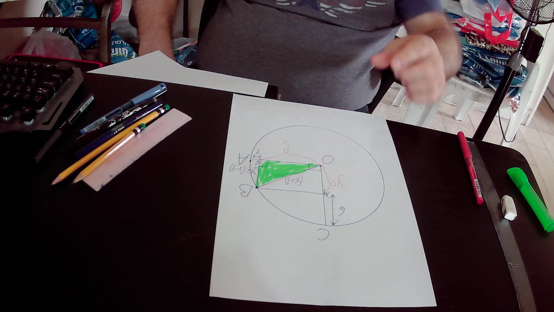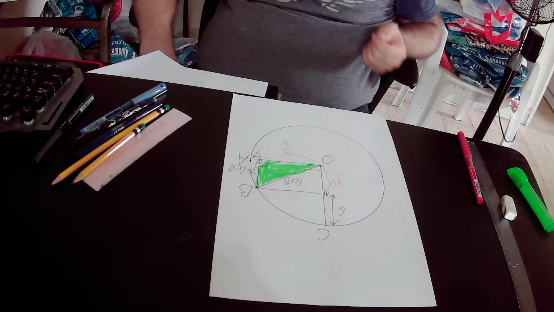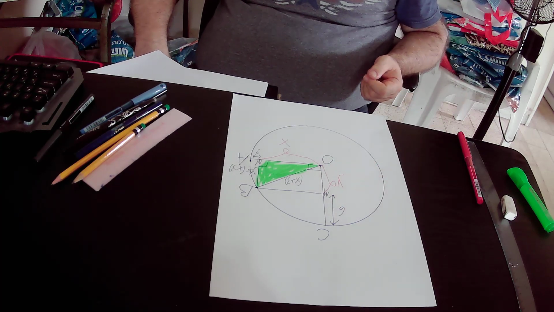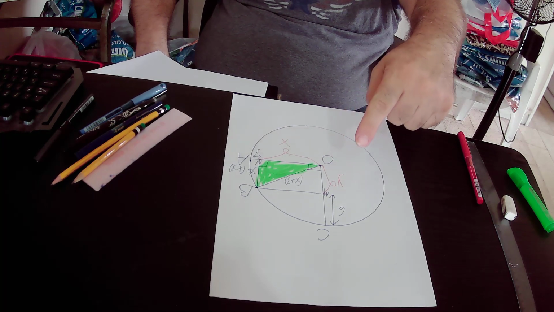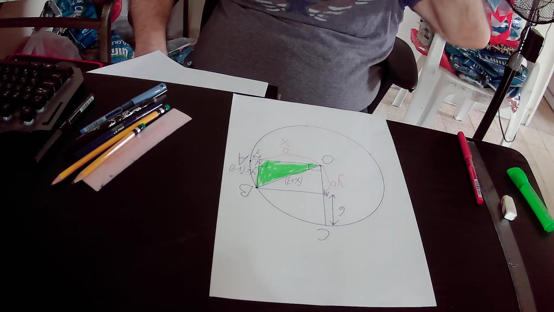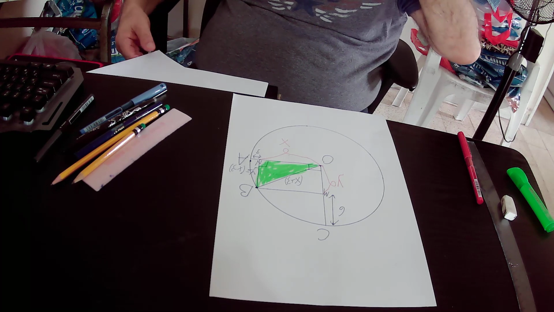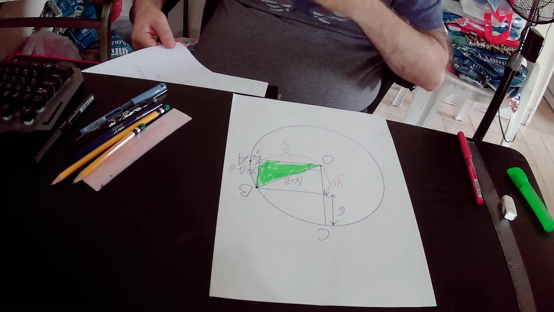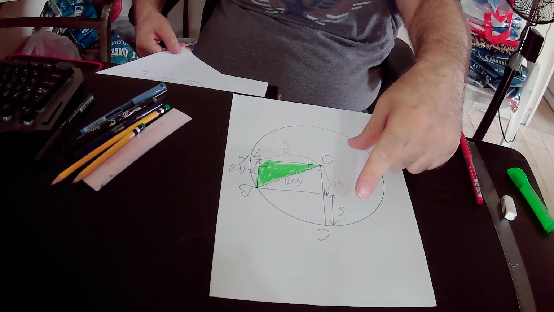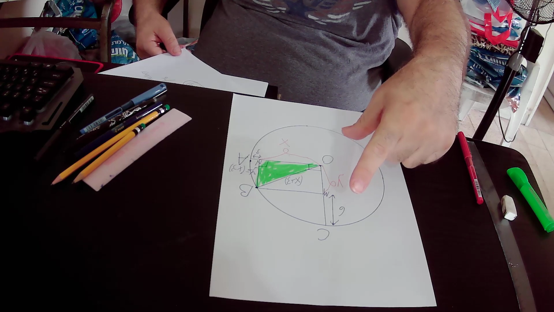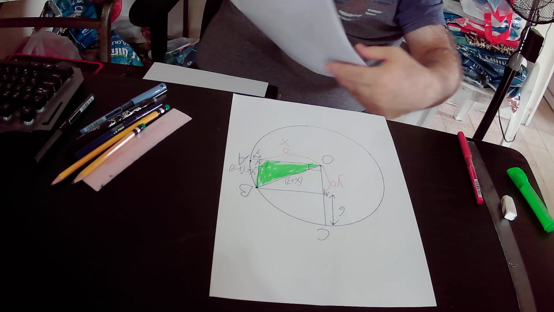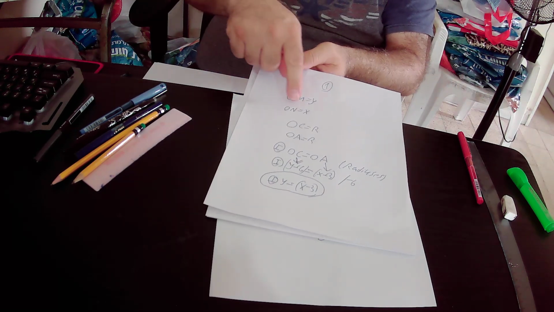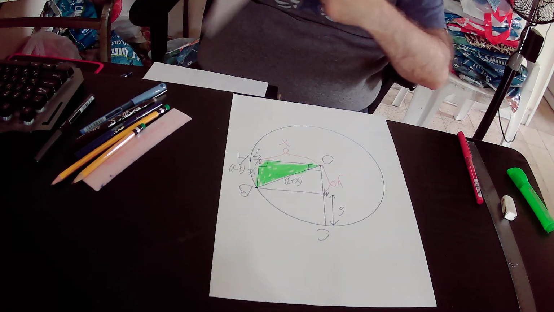And actually line segment OC is the radius of this circle because it starts from point O, that is the center of the circle, and ends at point C, that is a point on the circle itself. So actually line segment OC is the radius of this circle. Okay, so we wrote that OC equals R, that is the radius of this circle.